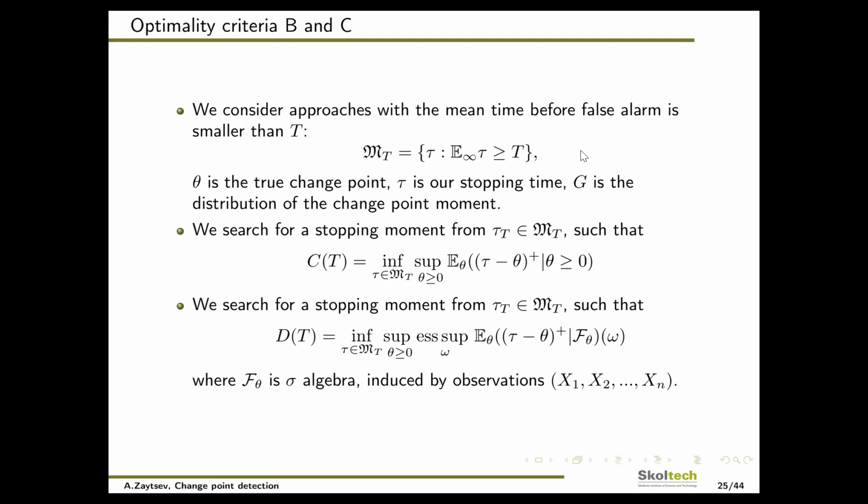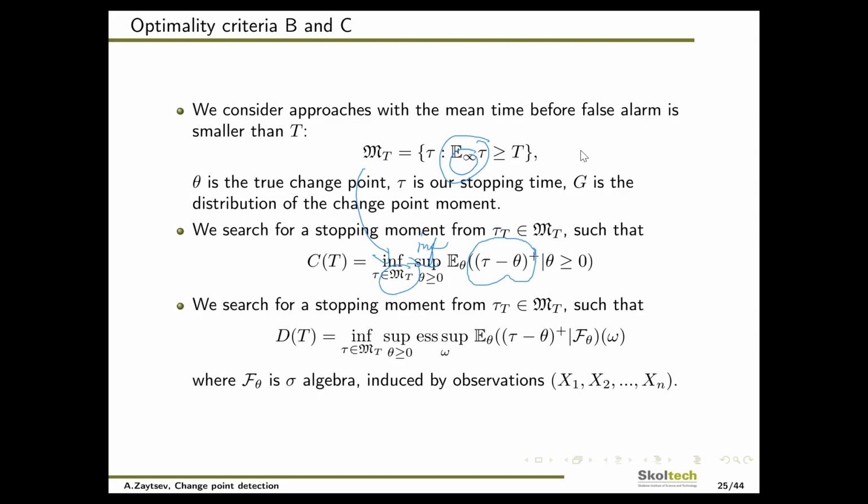In this case, there are procedures that have the time before false alarm larger than T. Here infinity means the change point doesn't happen, and the expectation of the stopping time should be larger than capital G. And for the C criterion, we say that we are looking for the procedures in this family, defined here, such that we want to minimize, with respect to theta, this expectation of detection delay. I think it's better to say that we have a supremum here. We want the change detection delay to be small.